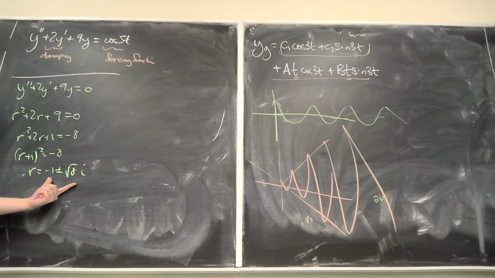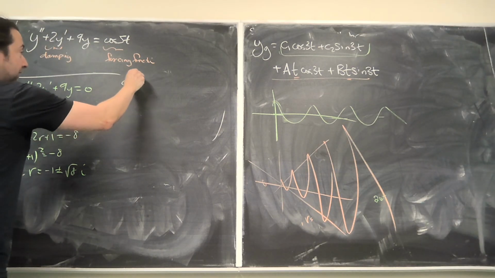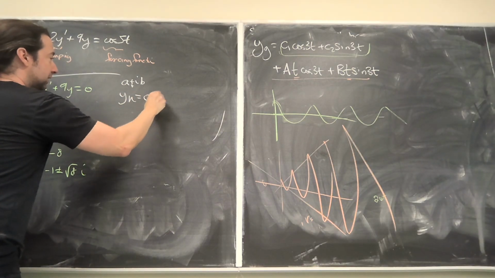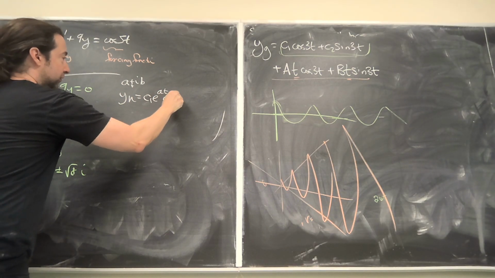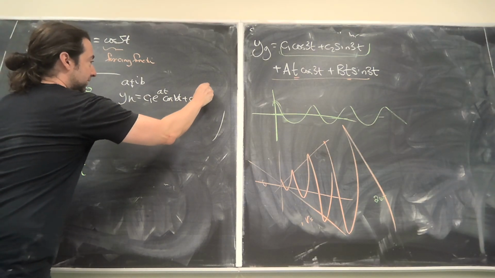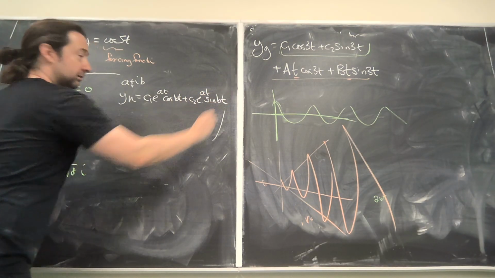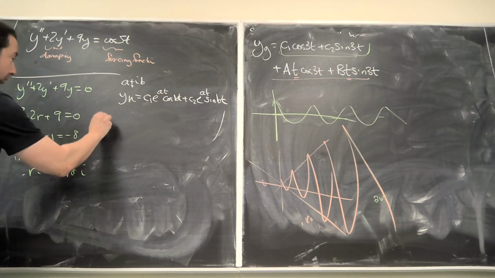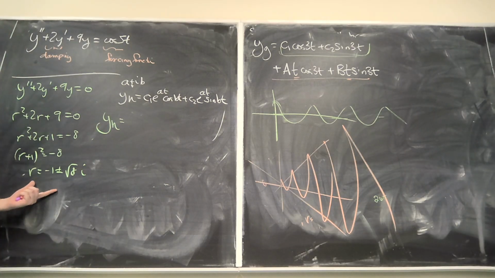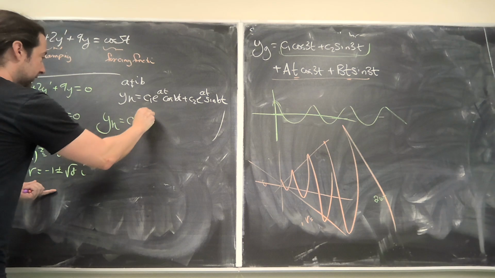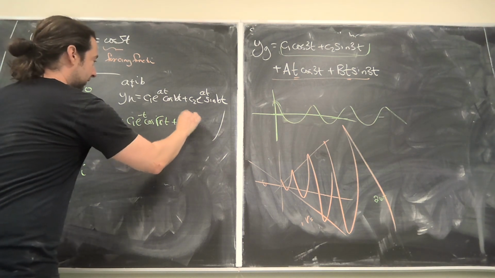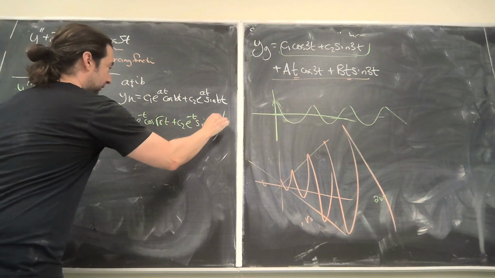Okay, complex roots. You have to remember that if you ever have a ± ib, then your homogeneous solution looks like c1 e^(at) cos(bt) + c2 e^(at) sin(bt). If you remember that, then you can read off from the roots here that the homogeneous solution to this equation, the natural behavior, looks like c1 e^(-t) cos(sqrt(8)t) + c2 e^(-t) sin(sqrt(8)t).